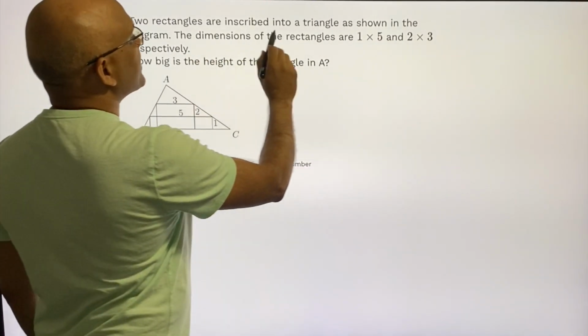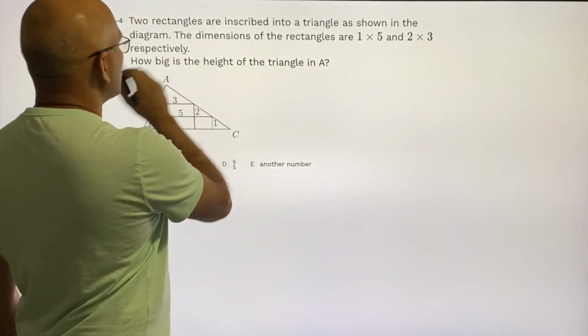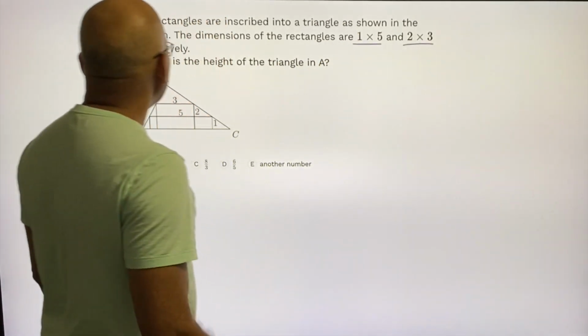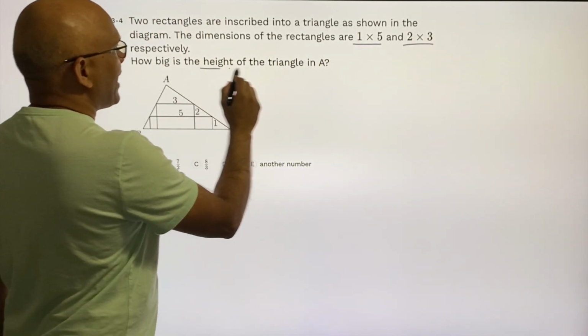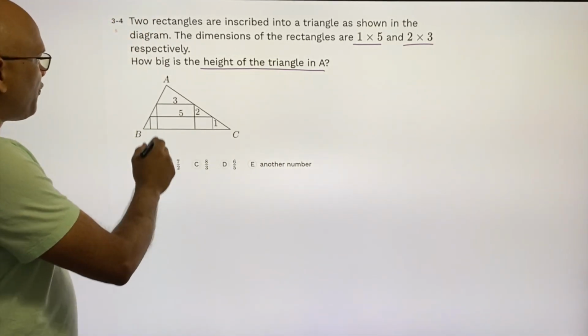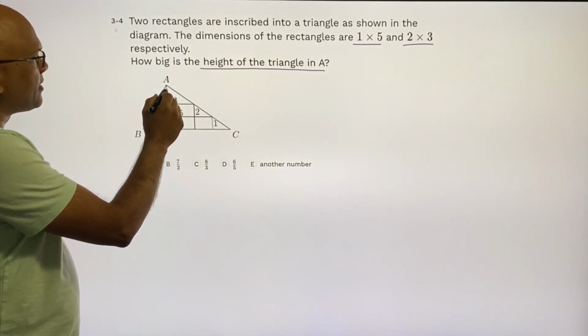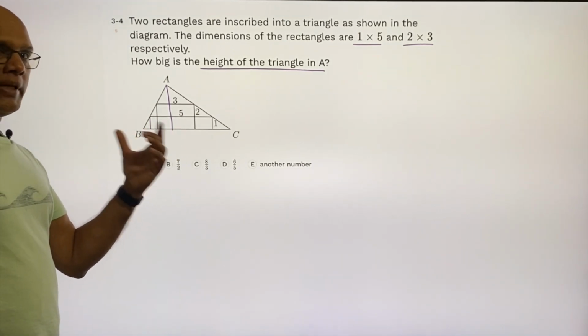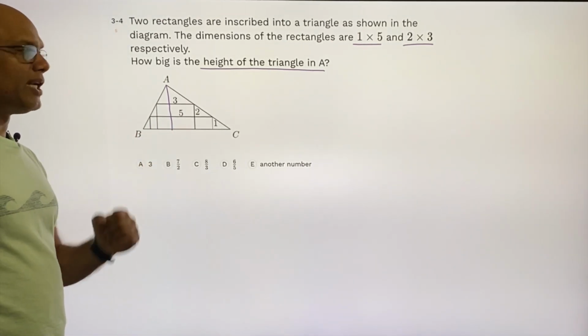Two rectangles are inscribed into a triangle as shown in the diagram. The dimensions of the rectangles are 1 by 5 and 2 by 3. How big is the height of the triangle in A? So we need to find out what this height is. Okay, this should ring a bell. We need to make use of the properties of similar triangles.